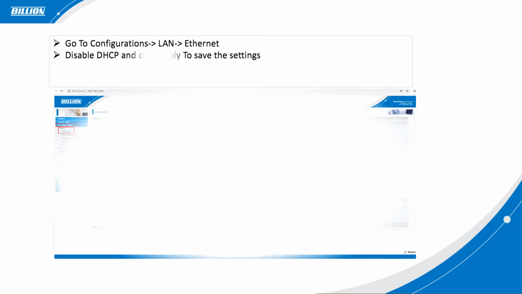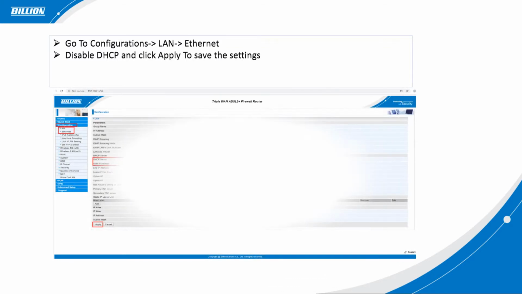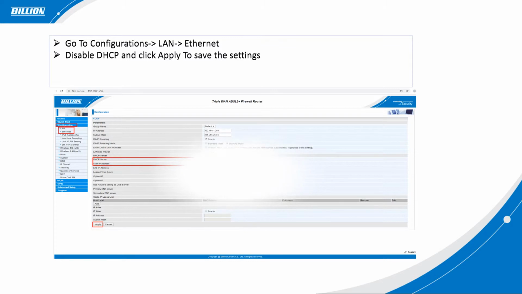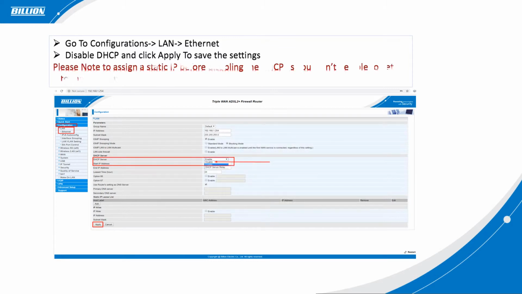Once the page opens up, go to Configurations tab, LAN and Ethernet, which is on the left-hand side. From the window appearing on the right, click drop-down button of DHCP server option, disable it and press Apply to save the settings. Remember to assign a static IP either on computer or router to access the configuration page after disabling DHCP.